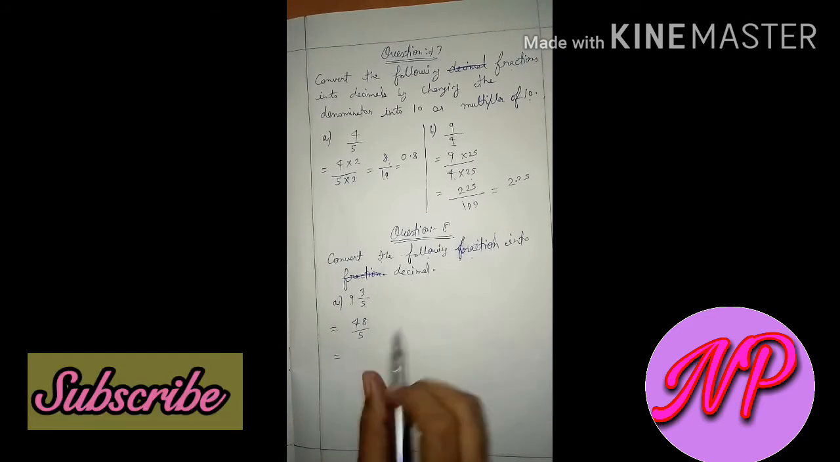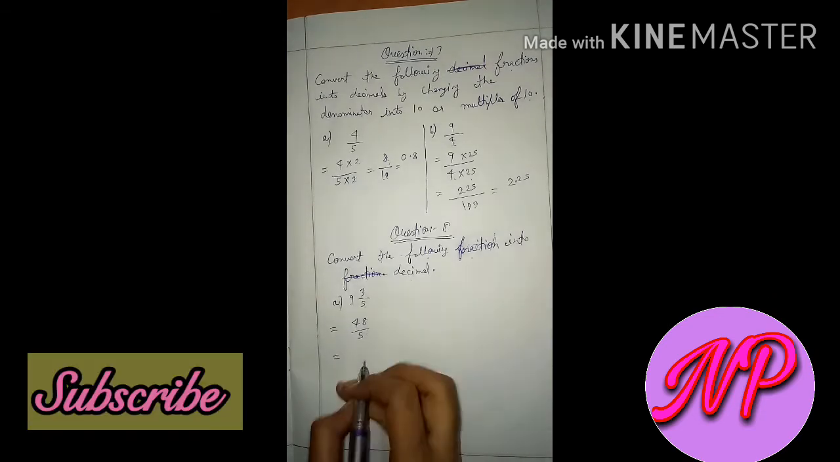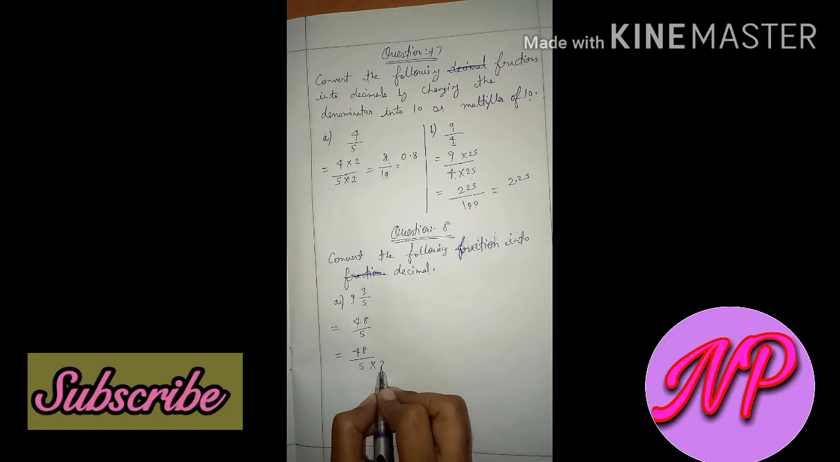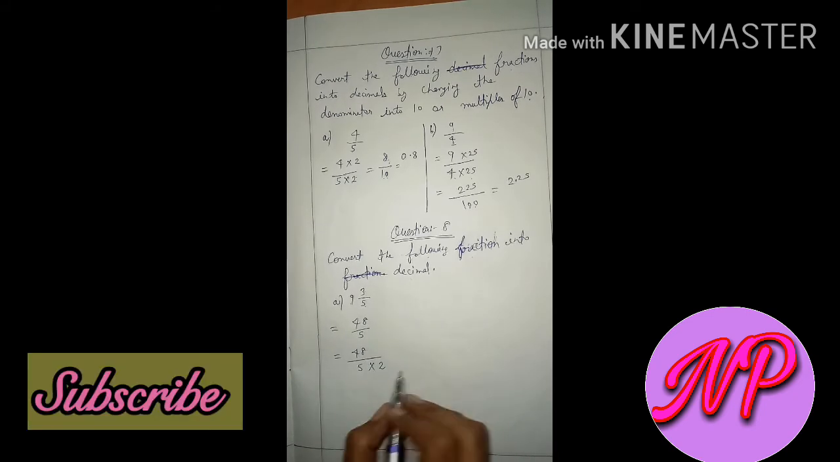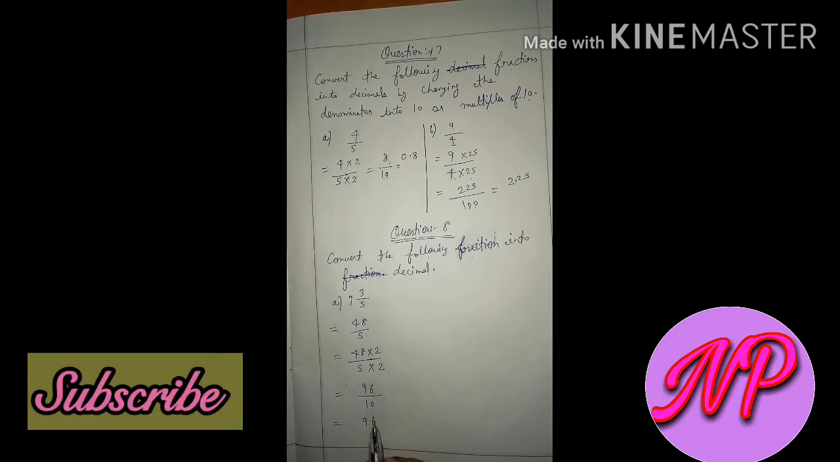And now to make it a decimal, we need the denominator 10 or multiples of 10, and so we will multiply the denominator by which digit? By 2. If we multiply 5 by 2, we will get the denominator 10. So we will multiply the numerator and denominator both by 2. 48 2s are 96 and 5 2s are 10. So here 96 we will write as the numerator, only the numerator, and to make the decimal we will count how many zeros are given in 10. 1. We will put the decimal point to the right side of the 1 digit, here 9.6.